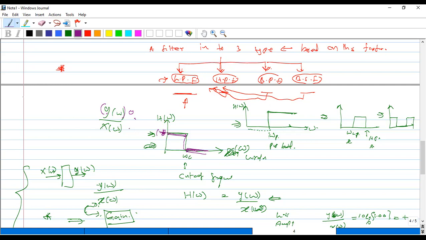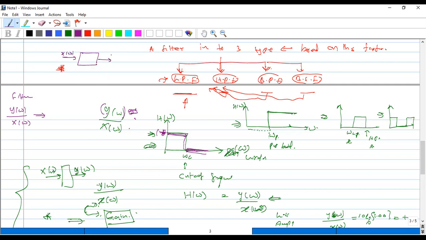For a filter, consider this gain: is it plus or minus? Gain is Y(omega) divided by X(omega). Let's say that it is a passive filter. There is no amplification. If you have a filter, you are given an input and you have an output, then what is this gain value? Is it plus or minus? Please think and tell me.